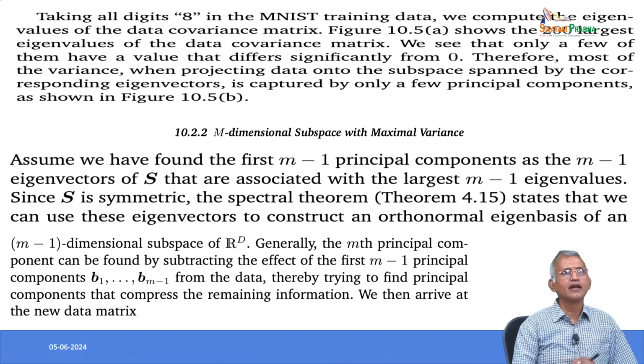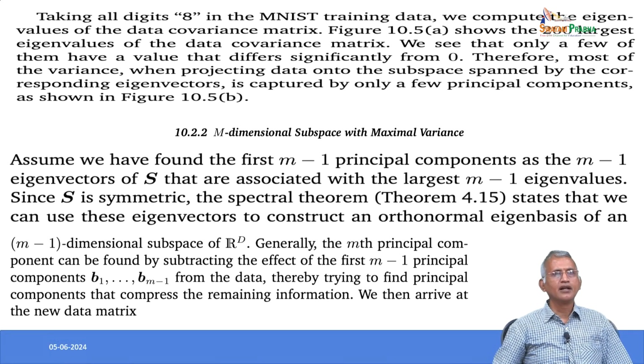So, taking all the digit 8 in the MNIST training data, we compute the eigenvalues of the data covariance matrix. Figure 10.5a shows the 200 largest eigenvalues of the data covariance matrix, and we see that only a few of them have a value that differs significantly from 0. Therefore, most of the variance when projecting data onto the subspace spanned by the corresponding eigenvectors is captured by only a few principal components, as shown in figure 10.5b.